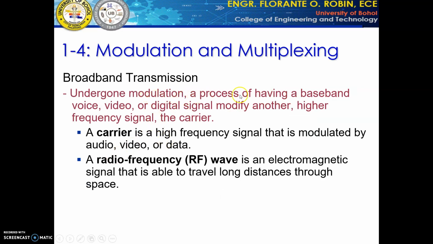So it has undergone modulation. It is the process of having a baseband voice, video, or digital signal modify a higher frequency signal, the so-called carrier. A carrier is a high frequency signal. Usually the carrier used is a radio frequency wave, or an RF wave. It is an electromagnetic signal that is able to travel long distances through space.